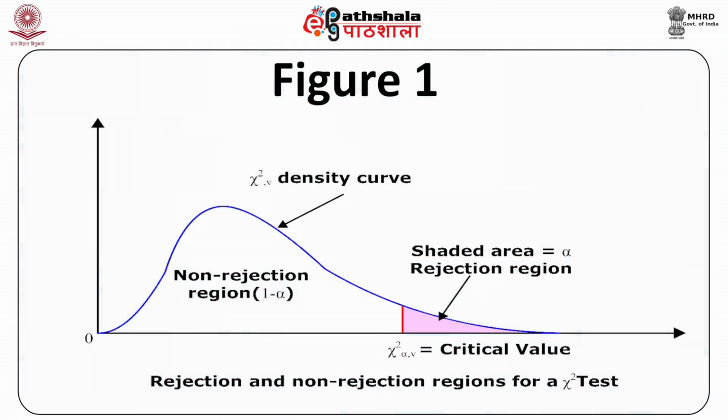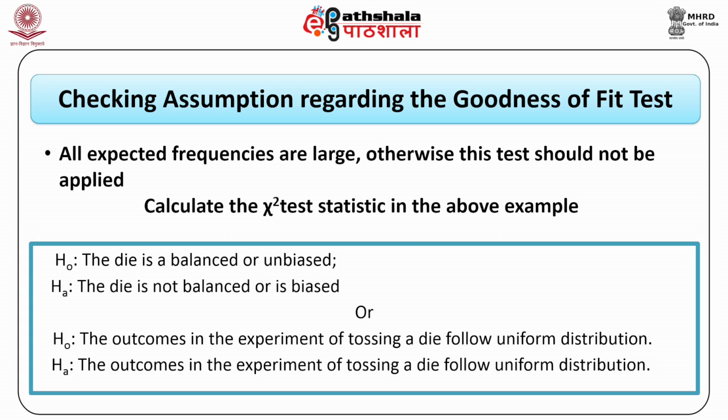So if you look at the diagram, you can see that we have the rejection and non-rejection regions for this chi-square test in our figure, and the upper tail area, which is the shaded area, is equal to alpha, and we have the curve which is also known as the density curve. Now we calculate the chi-square test statistic in the above example, which is given in our table.